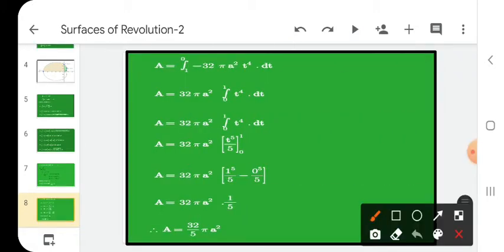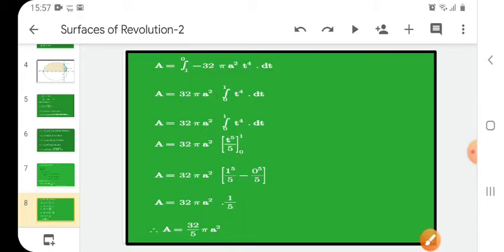See here. Minus 32 from 1 to 0. Here I write 0 to 1. So we write plus 32. t power 4 integration is t power 5 by 5. First I substitute 1 value and 0 value. We get 1 by 5. So therefore the area of given solid is 32 by 5 pi a square.